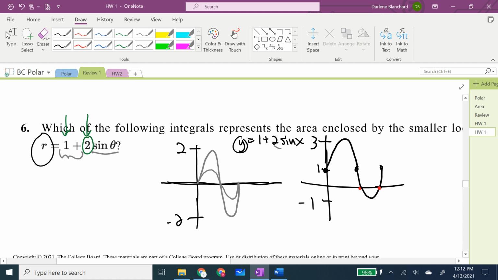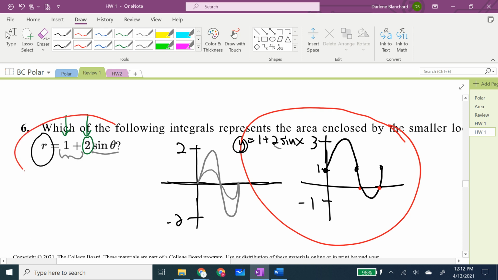Now, I will tell you that this graph is much more meaningful than if you were looking at the polar graph. If it says enclosed by the smaller loop, that will be the smaller section that is cut off from the x-axis. So you need to figure out what these theta values are, because those are the angles you need to integrate between.